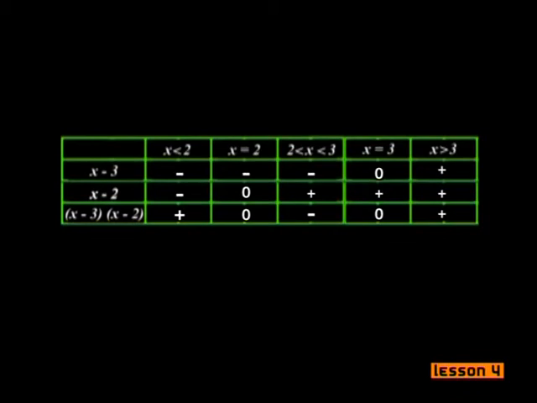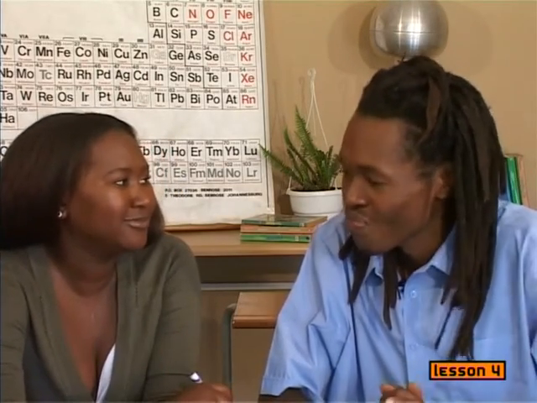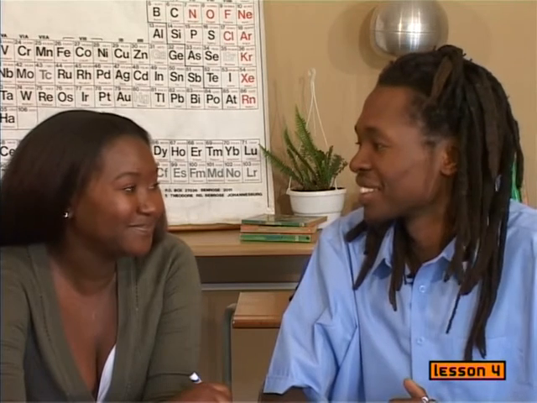Excellent, Debuho. You've done very well. Now, looking at the table, can you tell me where the quadratic will be greater than or equal to 0? Yes, when x is less than or equal to 2, and when x is greater than or equal to 3. Well done. Now all we need to do is show our solution graphically on a number line. Do you think you can do that? Absolutely.